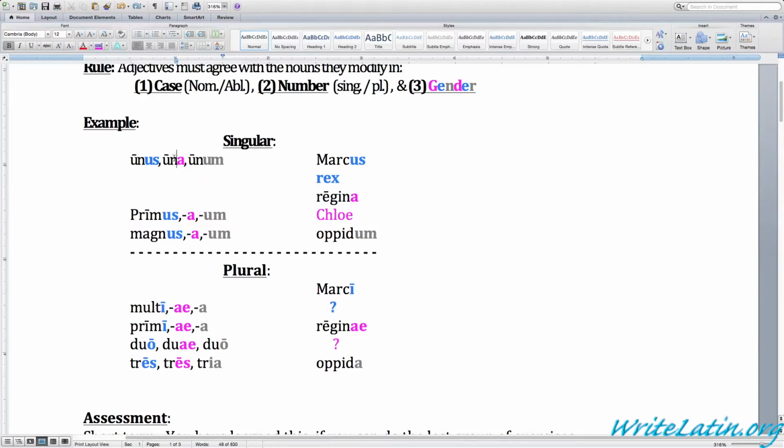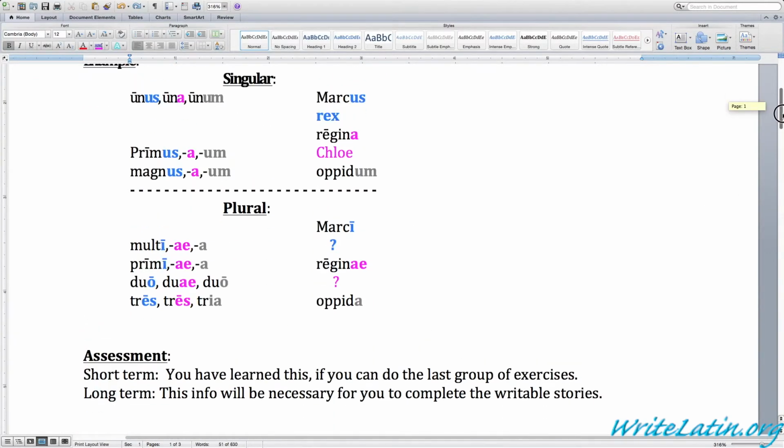Regina will obviously go with una, and oppidum will obviously go with unum. And we could pick a different adjective. Rex primus, first king. Regina prima, first queen. Oppidum primum, first town. Rex magnus, great king. Chloe magna, great Chloe. Oppidum magnum, great town. Okay, or big town. Now the plurals.